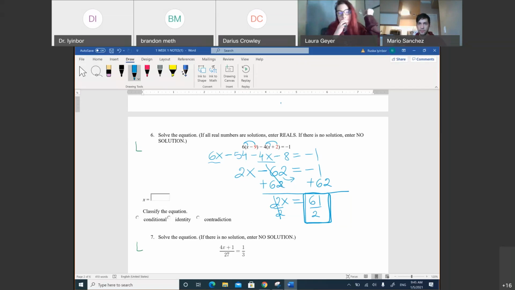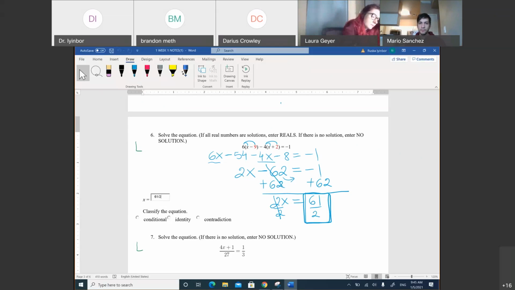Okay, we're going to talk about how to put the answers later in WebAssign. I can show you, but right now, just keep it as a fraction. So remember, if you get a fraction, keep it as a fraction. You just put 61/2. That's it. That's how you enter your answer. Okay? 61 over 2 is your answer.